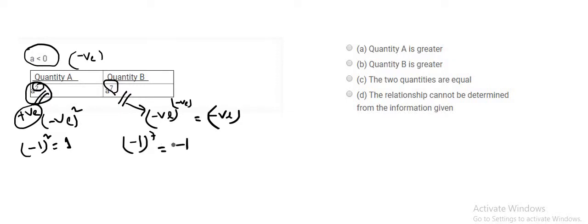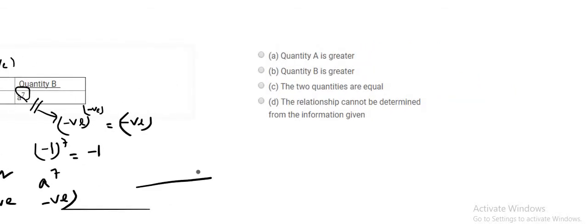So no matter what the value of A is, A squared is always going to be positive, and A to the power 7 is always going to be negative. So ultimately, the left hand side quantity is always going to be greater than the right hand side quantity. So for this question, quantity A is always greater than quantity B.